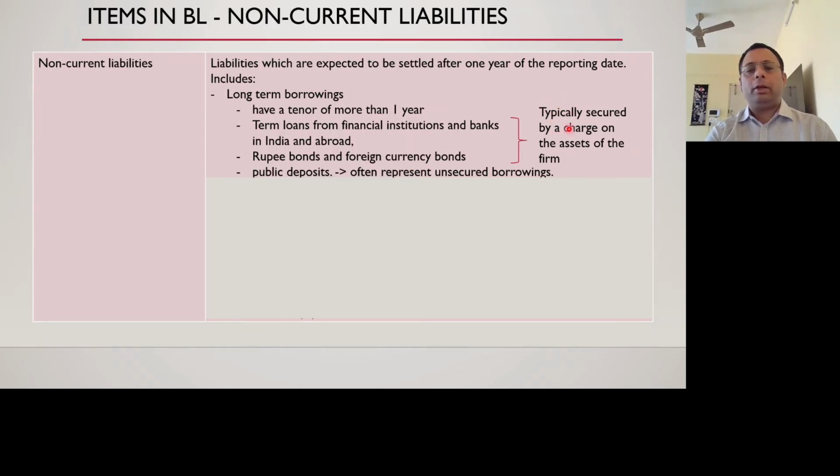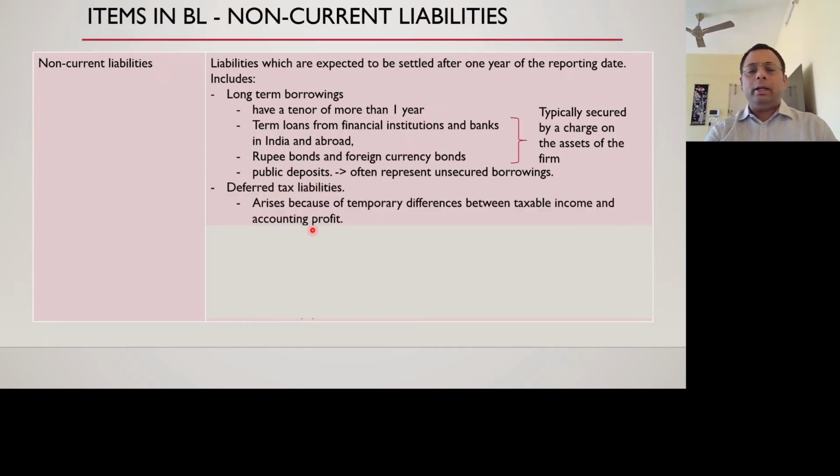Typically, any financial institution giving a loan to a company will also try to secure it with security against the assets that the company has. But as compared to that, if you and I as the public go and give a loan to the company, it's generally unsecured. Okay, then there are deferred tax liabilities.